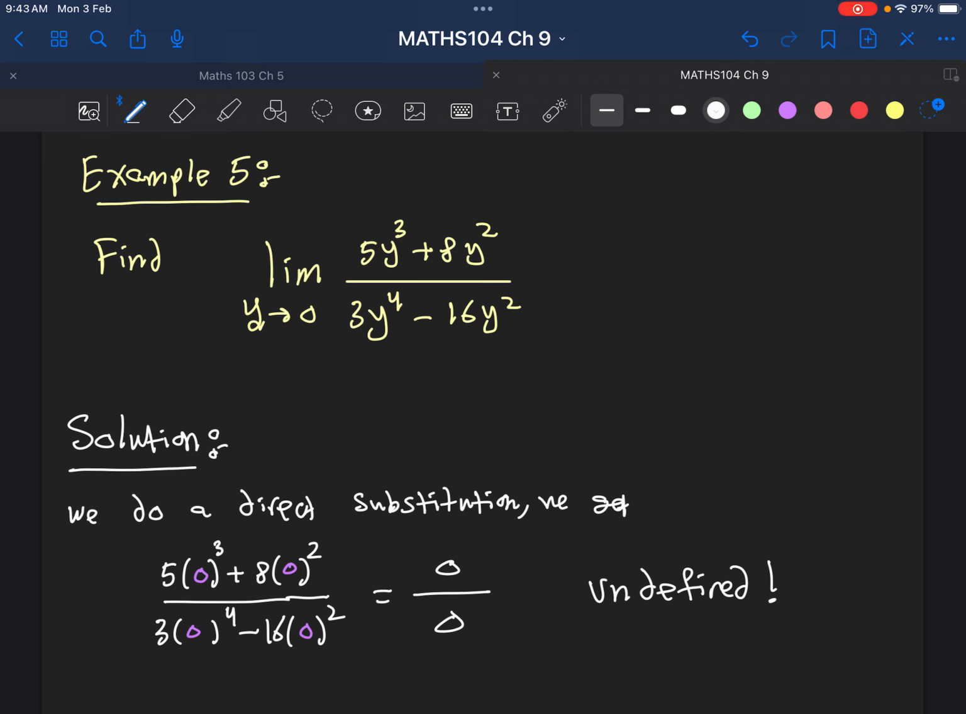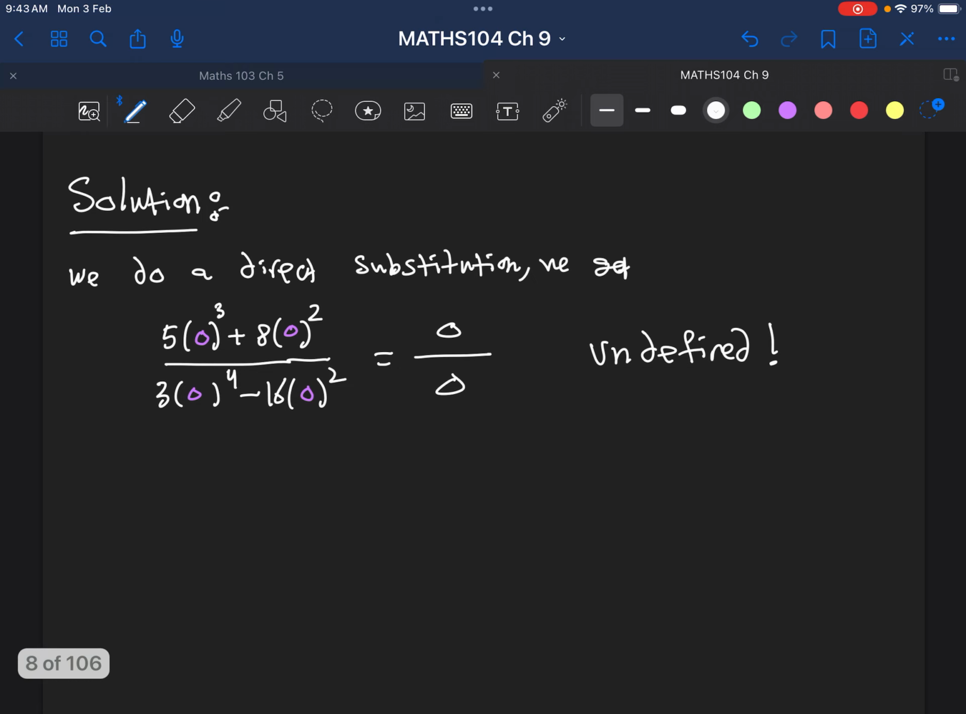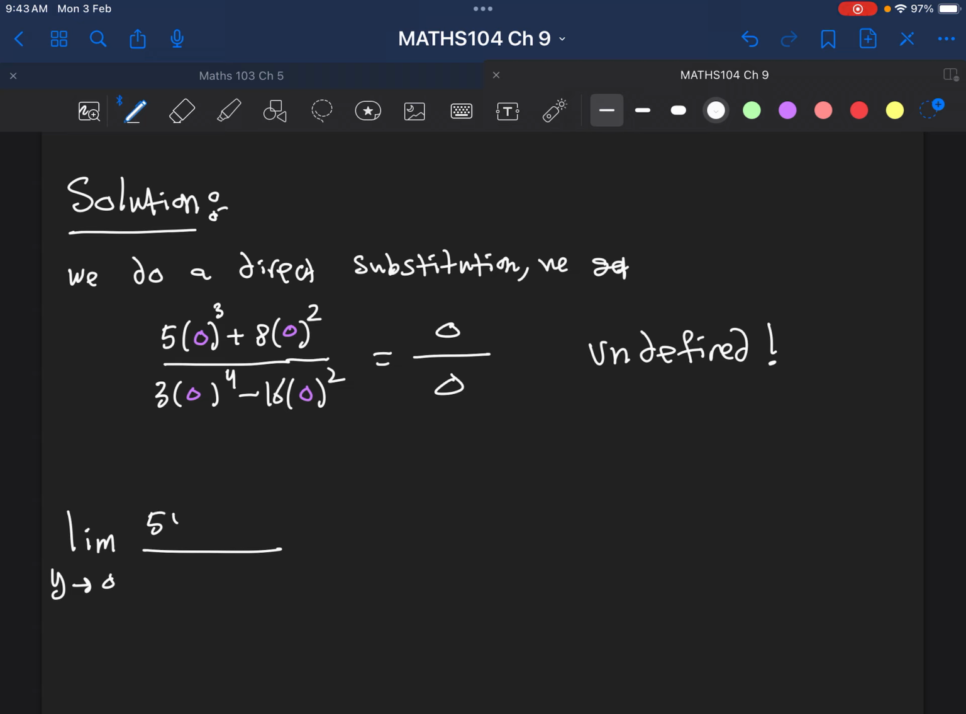What do we need to do? Directly, we need to try to see what we can do, what we can factor, what we can keep. So let's do that. So we have this limit, y goes to 0, of 5y cubed plus 8y squared over 3y to the power 4 minus 16y squared.